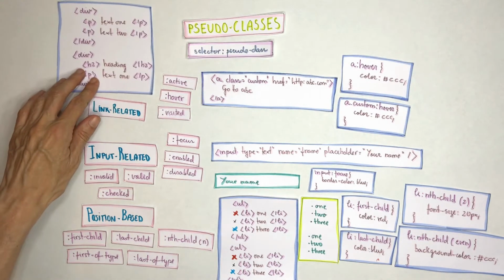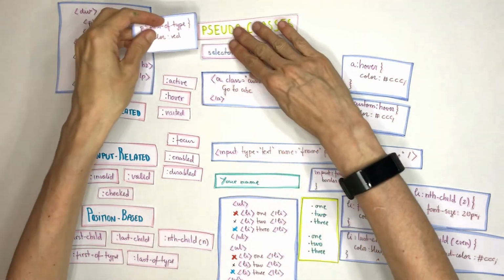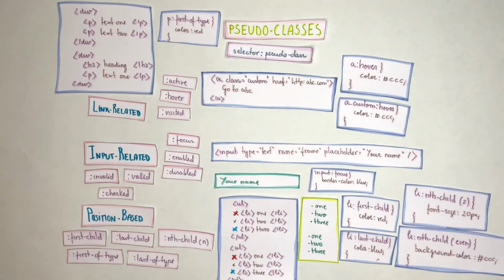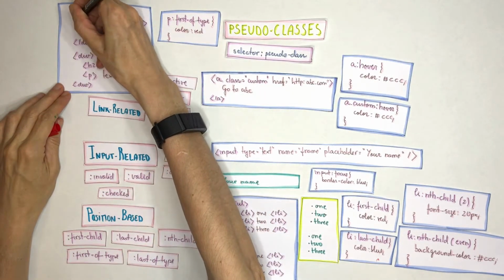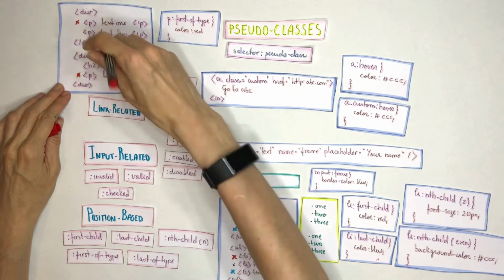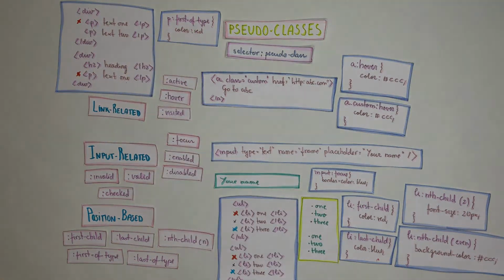Let me show you another example to illustrate the use of first-of-type. The first-of-type selector selects the first element of the indicated type within any parent. It doesn't need to be the first child, just the first element with the indicated type. So in this example here, the elements to which we are going to apply the color red will be this paragraph here and this other one here. Make sense? And we are done with the pseudo classes.